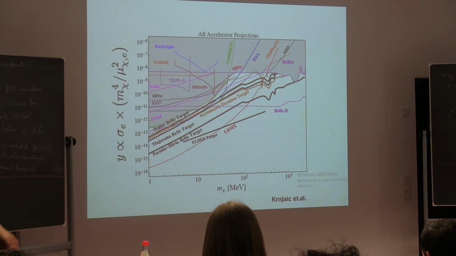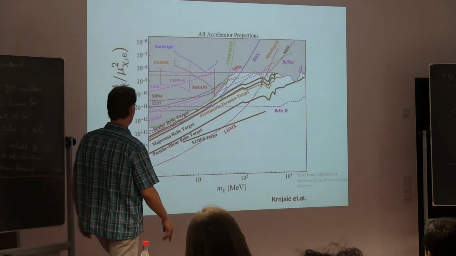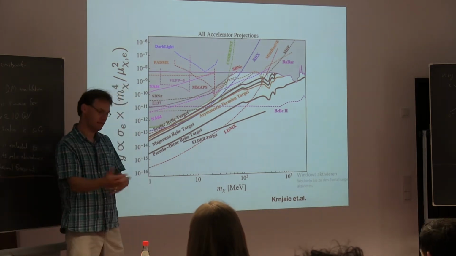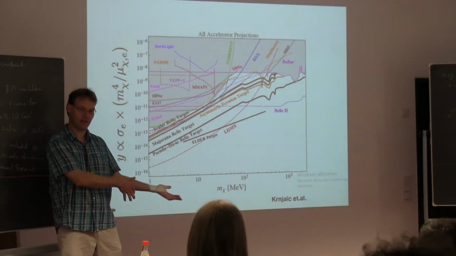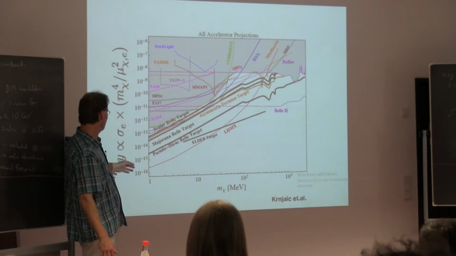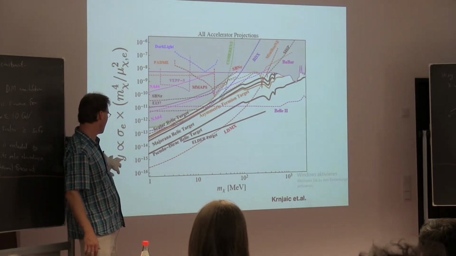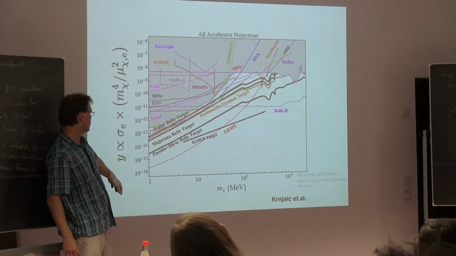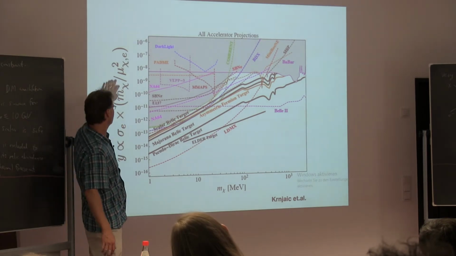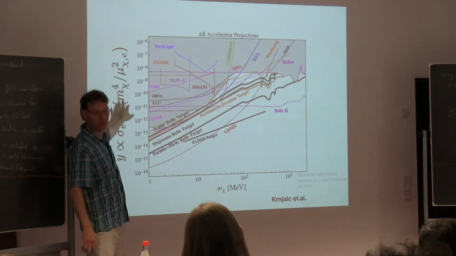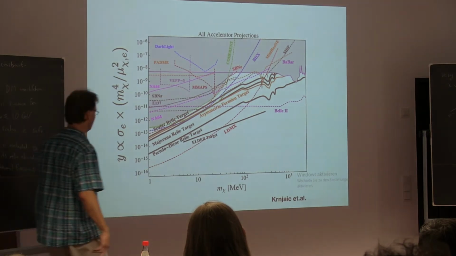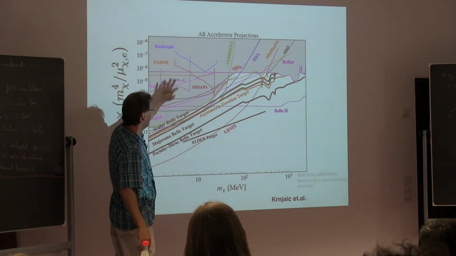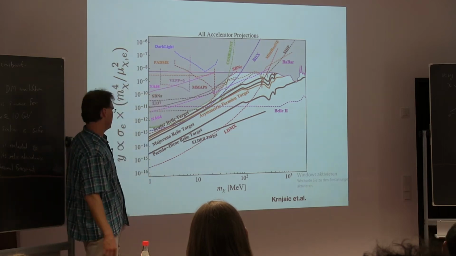Here's some accelerator-based projections where, if you're a direct detection person, you plot things differently than an accelerator person for some reason. There's fine reasons, but basically this is now a different parameter that's usually called Y, which is just sigma E, but scaled by some mass ratios, okay? But it basically is the same thing, just projected differently as what you saw before.